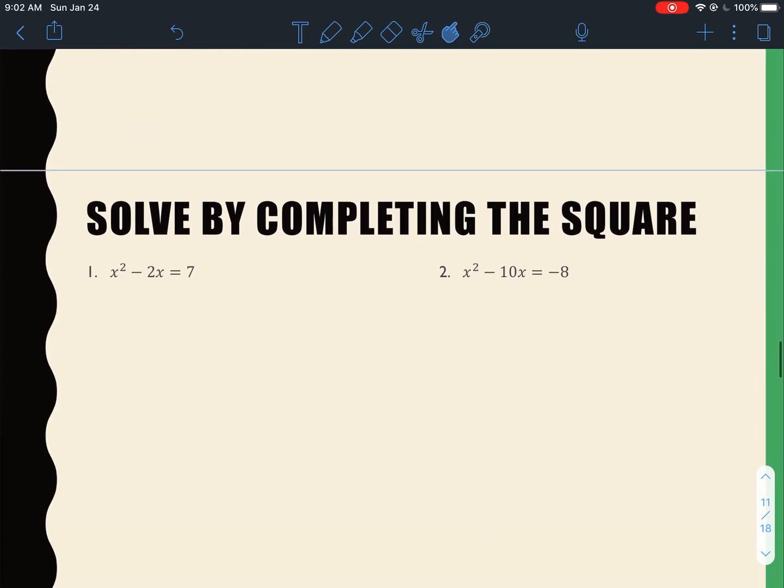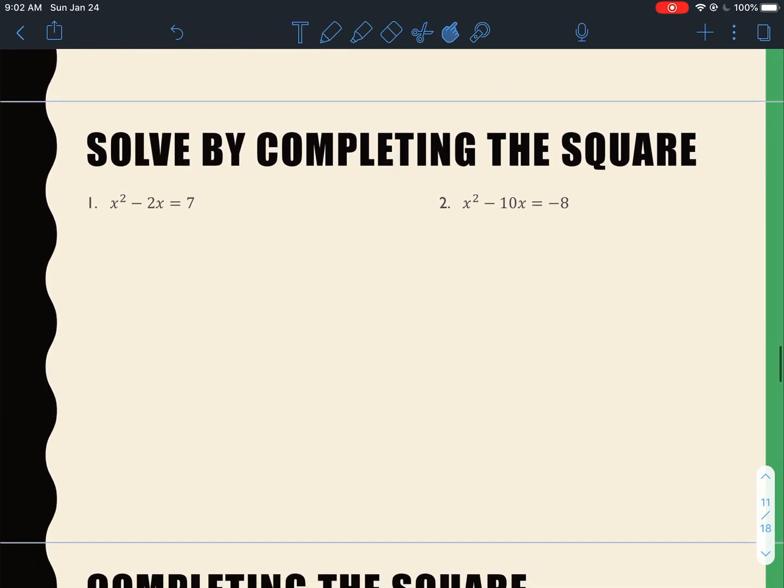All right. So why don't you guys try both of these? So see if you can solve by completing the square. So pause the video and try these two.